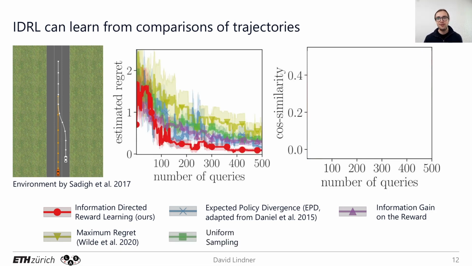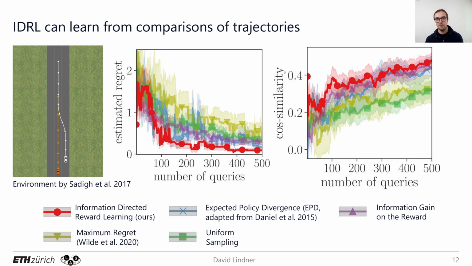So here is the regret plot, and as you can see, IDRL can learn a good policy faster than any of the other methods. And if you look at the cosine similarity, you can see that in the simple environment, it also learns a similarly good reward function. So there doesn't really seem to be a trade-off between learning a good policy and learning a good reward function here.